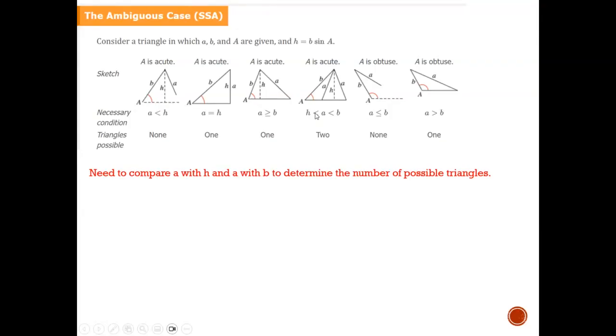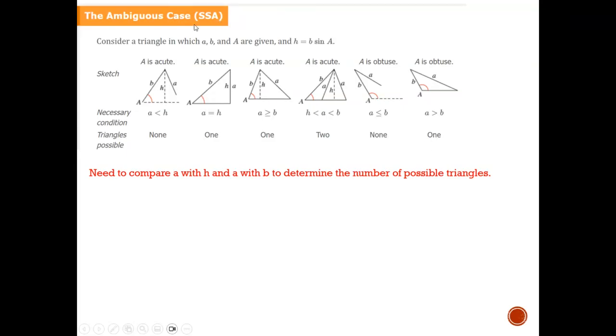When A is acute, but A is bigger than H and then B is bigger than A, we're going to have two triangles. So we're going to have to do the problem two times because there would be two possible triangles that I can make with the given information. When A is obtuse and B happens to be bigger than or equal to A, there's also going to be no solution, no triangle. Or if A is bigger than B, we're going to have one triangle.